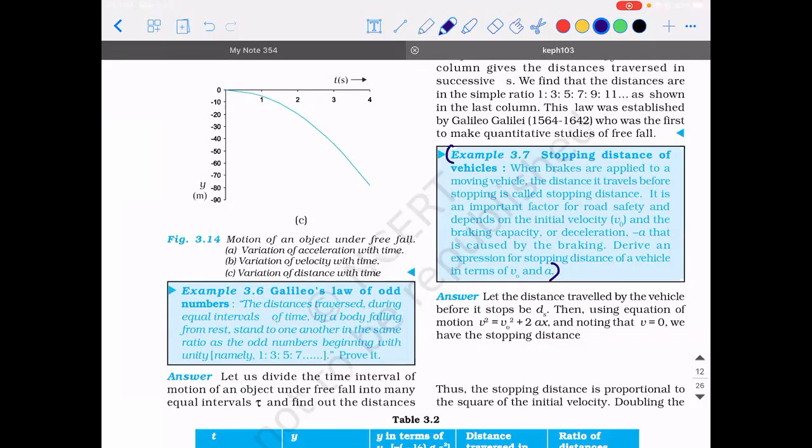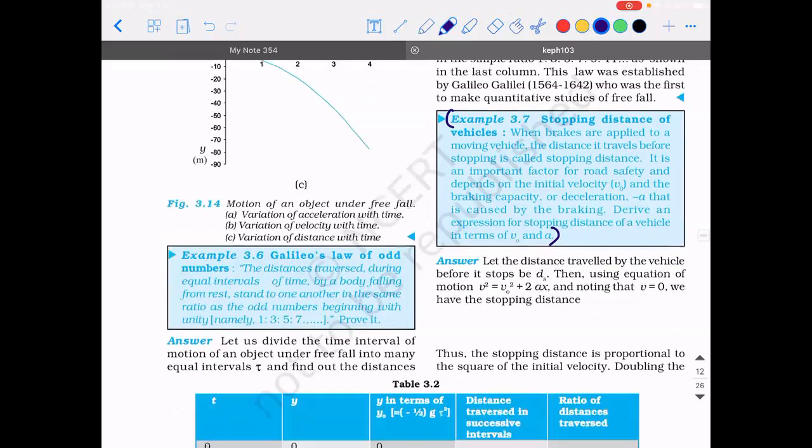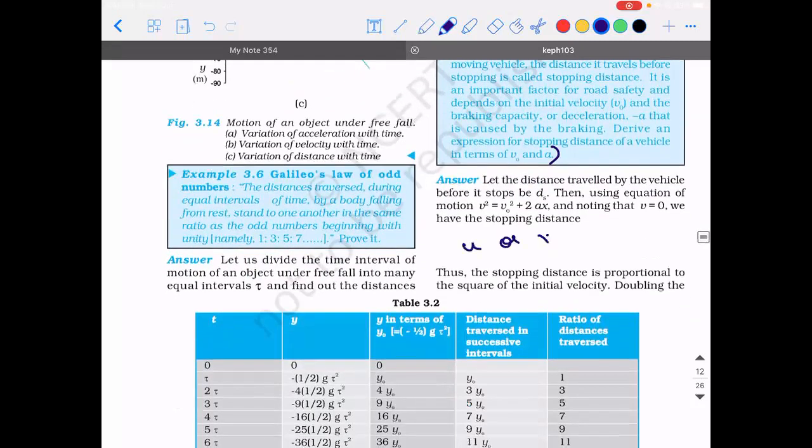capacity or deceleration. You know what is deceleration? It is the retardation of the object or negative acceleration, right? And depends on the deceleration minus A, that is how fast the braking is. Derive an expression for the stopping distance of a vehicle in terms of V naught and A. See, there are two ways of writing initial velocity. One is U, or you can write V with a circle at the bottom. You read it as V naught, or the velocity at initial instance.